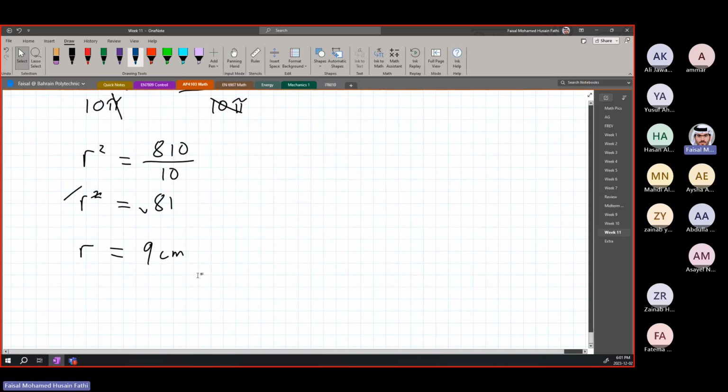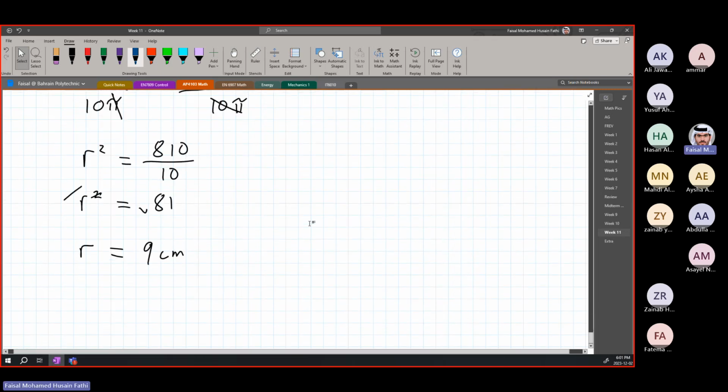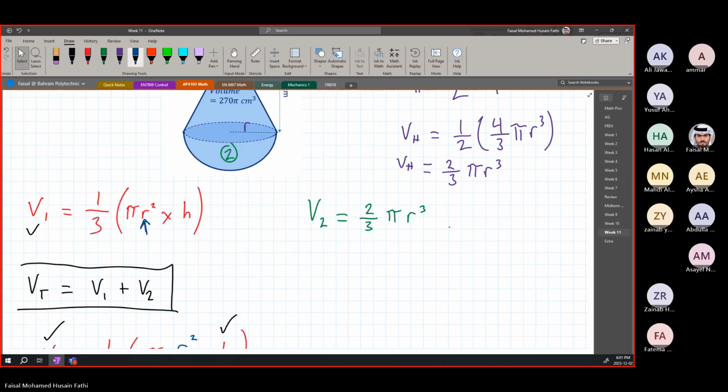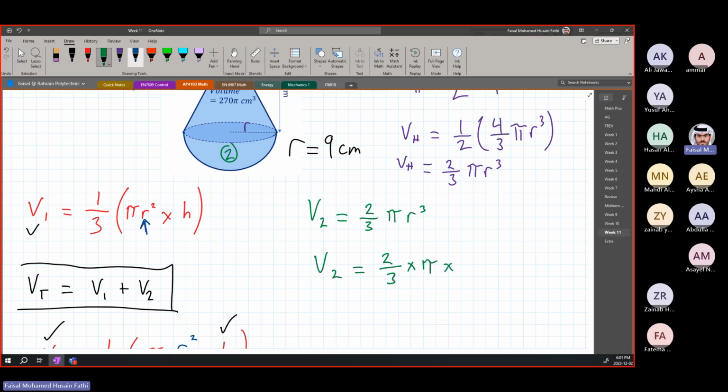So we found our R now. We found our R. Now we can find the volume. Now that we found this R, R is equal to 9 centimeters. Now we can find the volume of the sphere. V2 is equal to 2 over 3 times pi times r cubed. What's r cubed? 9 cubed.